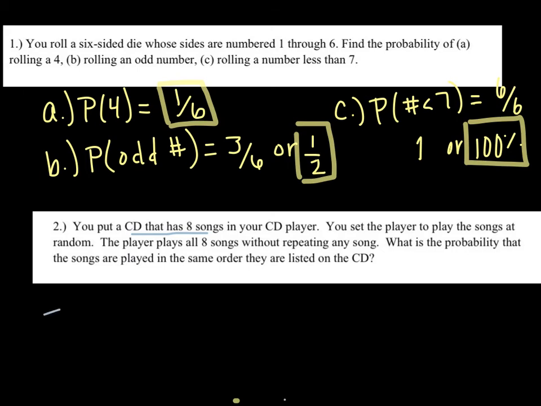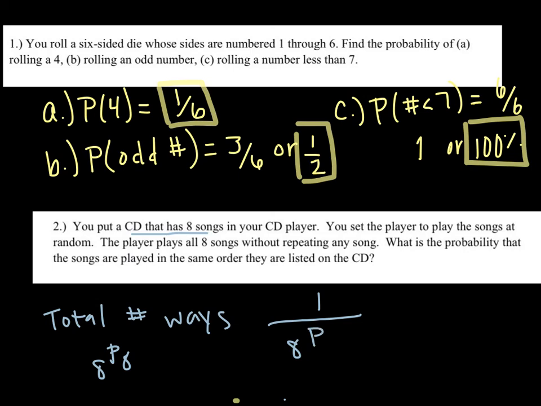So the total number of ways is going to be 8 songs, and pick all 8 of them to play in that order. You could also do 8 factorial, but all you're going to do is say, okay, we want the one way to play out of the total number of possible ways there are to play those 8 songs.